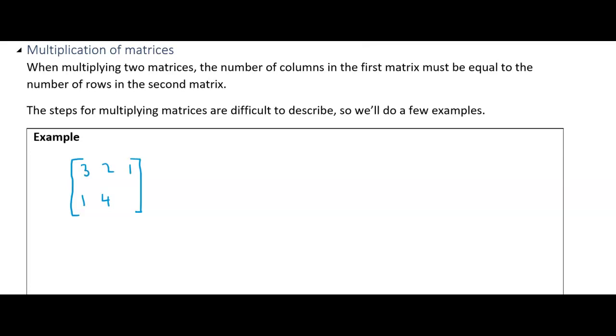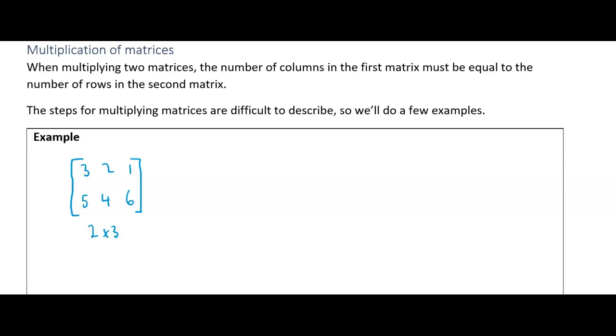So I probably should choose different numbers. Let me just choose a different number here. Okay, so I just chose 1, 2, 3, 4, 5, 6. Now, this is a 2 by 3 matrix.